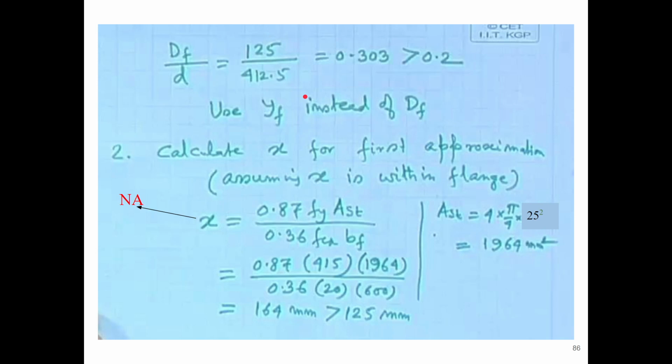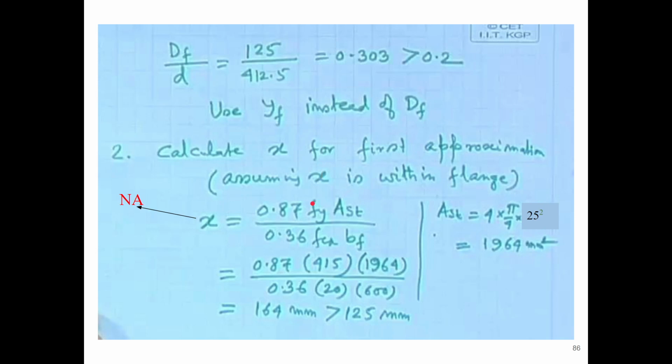It will be either case 3 or case 1. As I told you, if it is less than 0.2, it is case 2. If it is just greater than 0.2, it is case 3, and if it is very high than 0.2, it is case 1. So we need to find out whether it is case 1 or case 3. If it is case 3, we will be using yf instead of Df. We will find that using the value of x, that is the neutral axis.